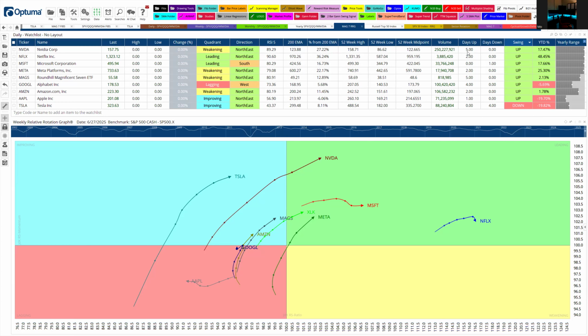NVIDIA is up 5 days in a row. Netflix too. The MAGS ETF is up 5 days in a row. Google is up for 4 days in a row. Amazon too. See, Tesla is down 4 days in a row now. That's crazy.